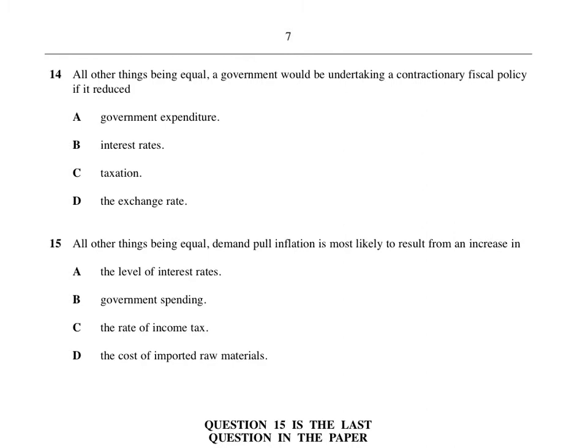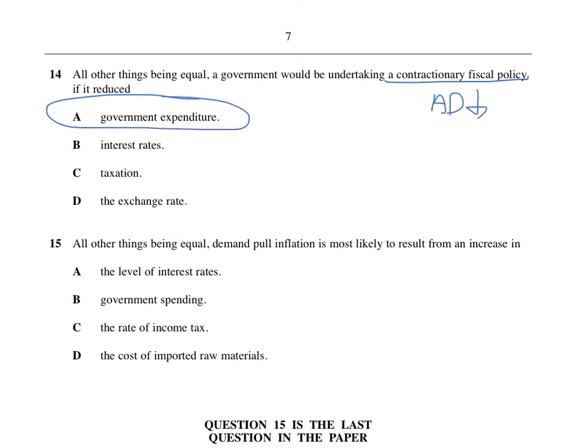I love this question, and by now you should start loving them as well, because it's saying the government would be undertaking a contractionary fiscal policy if it reduced. Now we know a contractionary fiscal policy is one which makes AD go down, and we know fiscal policy is anything to do with government spending, taxation and borrowing. So if it reduced government expenditure, that would make AD go down, so this is definitely the right answer.